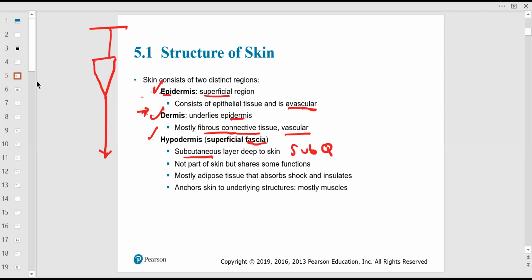So some books wouldn't even consider the hypodermis skin, but I like to call it part of the skin. And it's mostly adipose tissue, which is loose connective tissue. It insulates. That's one of the jobs of adipose. And shock absorber. Anchoring, pretty much any connective tissue anchors to bones, to muscles, to other organs.